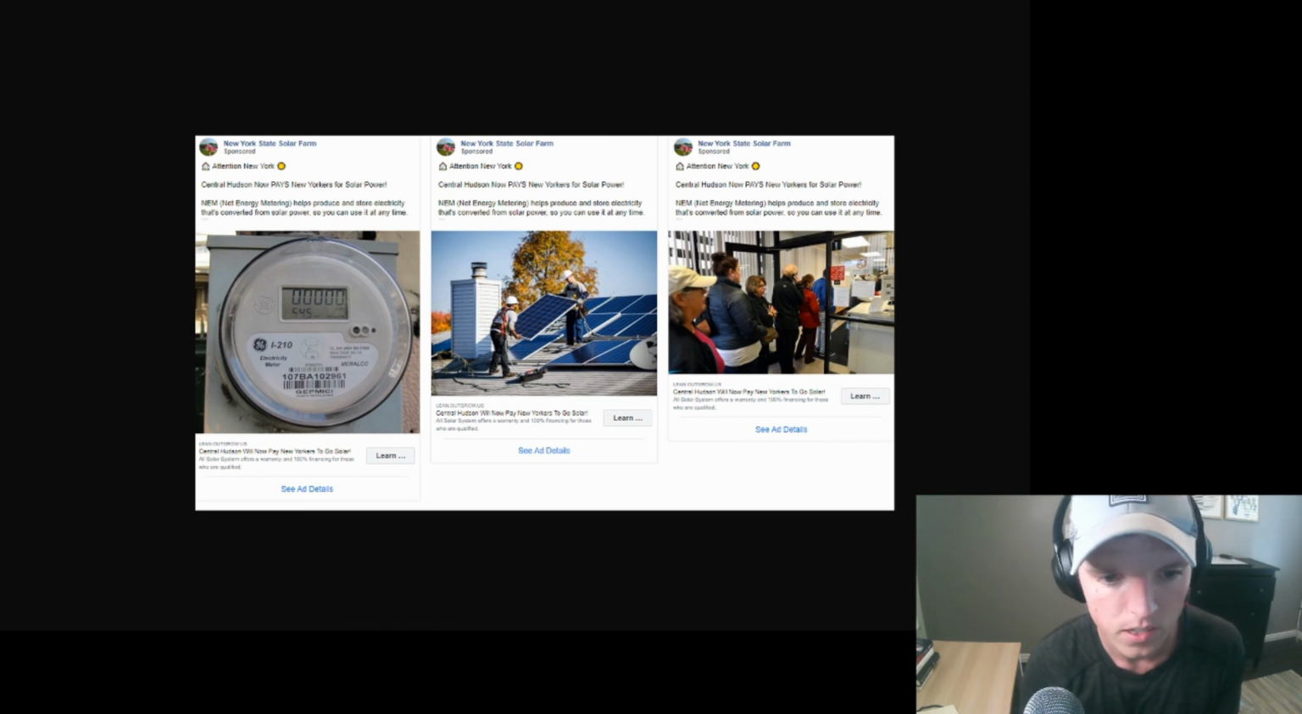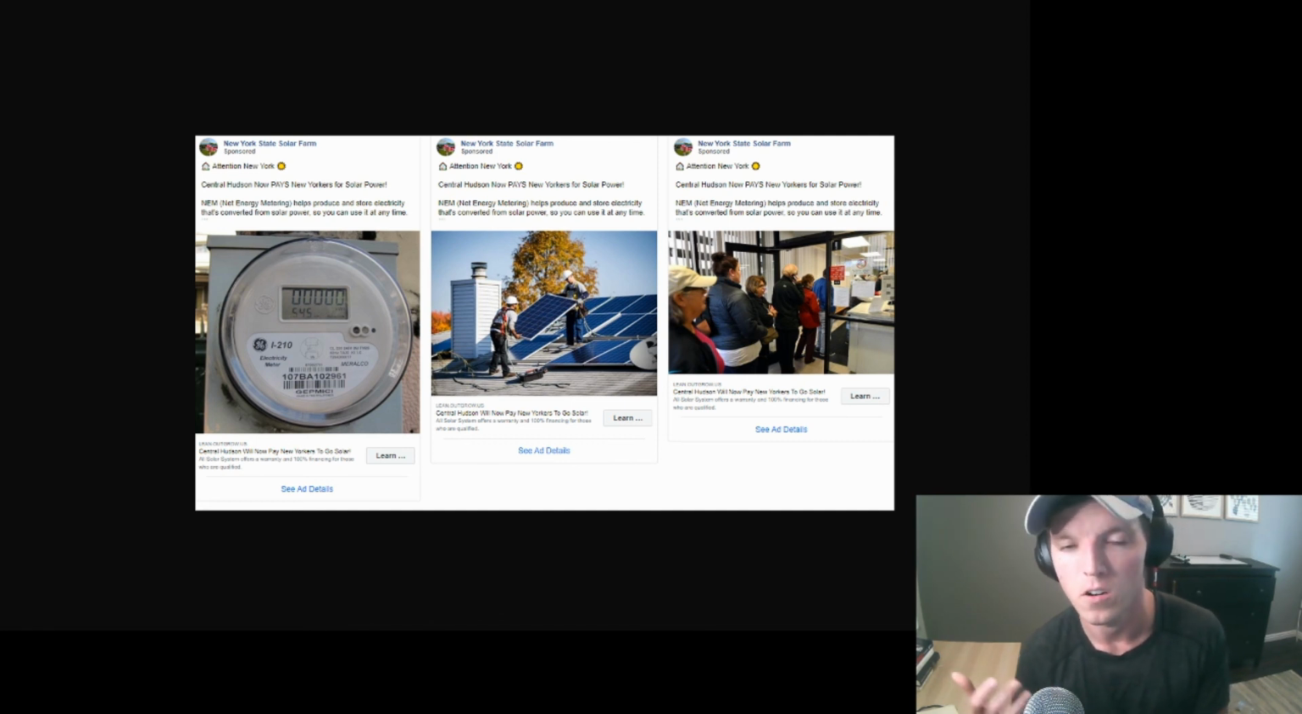Once again, focusing on what people like. Central Hudson will now pay New Yorkers to go solar, and then offers a warranty and 100% financing for those who are qualified. So it's a decent ad. It's very good if you're okay with saying that the area that you're in is paying people to go solar, because then you're not saying that the company's paying you. You're saying that the state or local government or federal government is paying you to go solar, and that's the fine line that you have to be careful of.